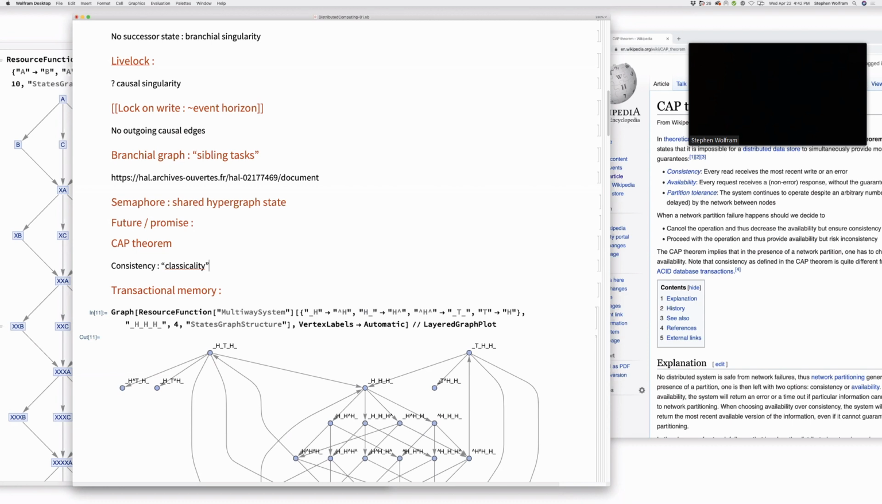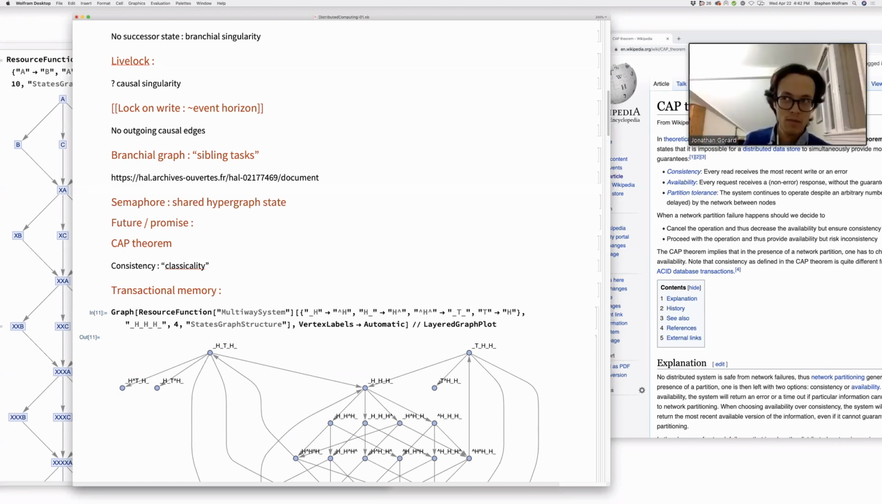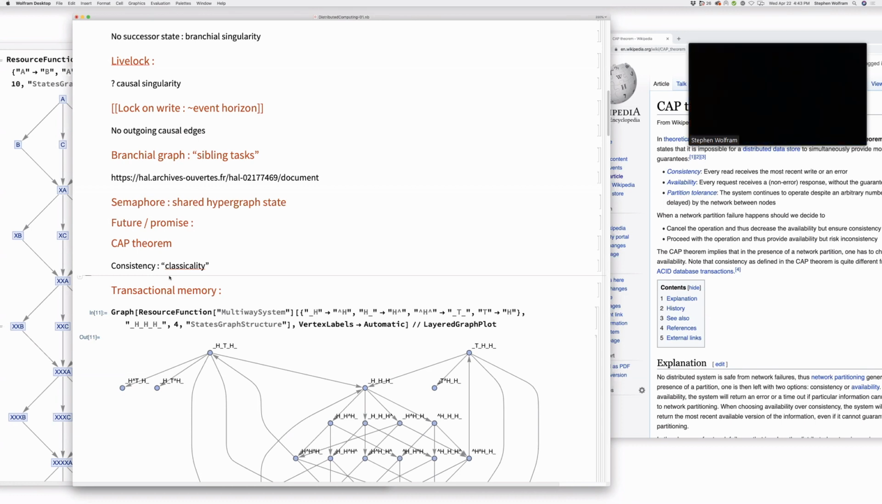Yeah, I'm not sure. I think it's worth understanding. Well, listen, I wanted to come back to this. I suspect availability probably corresponds to something like the statement that every event has to have some causal connection, some causal predecessor, unless it's the initialization event. Okay.